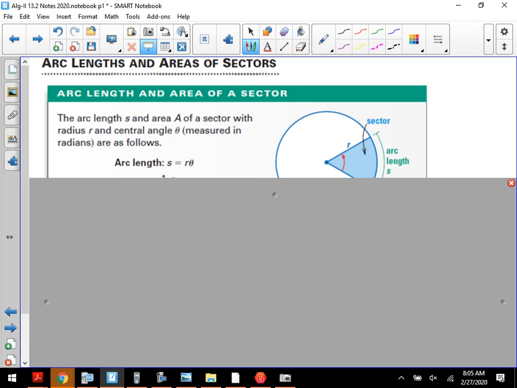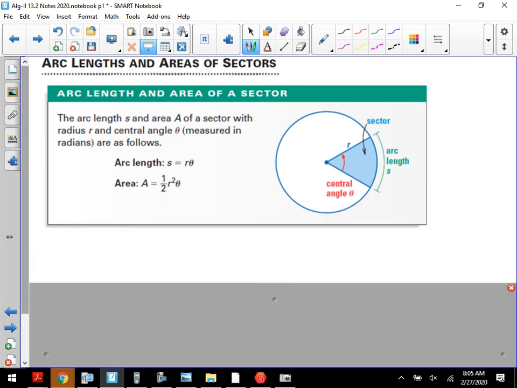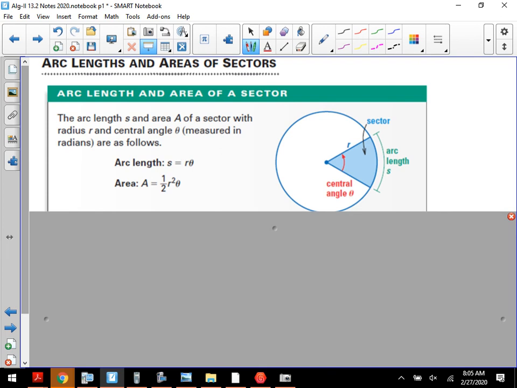Again, what we're doing is finding the portion of it by using radians, where you wind up with the formula 1/2 radius squared times theta, where theta is in radians. To get the area of this, it's going to be 1/2 radius squared theta, where theta is in radians.